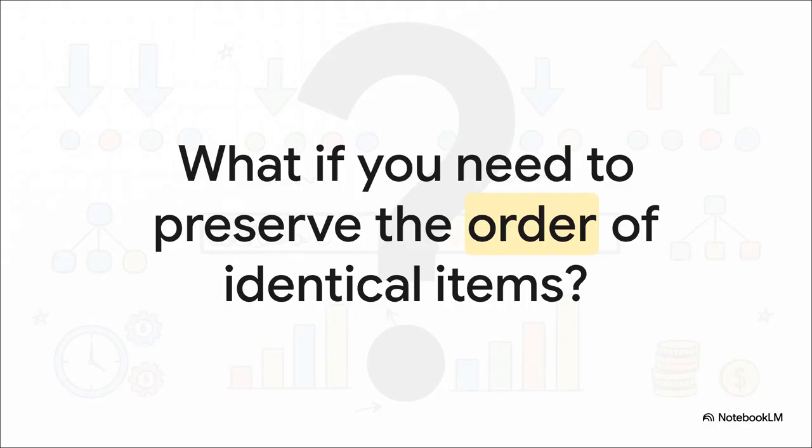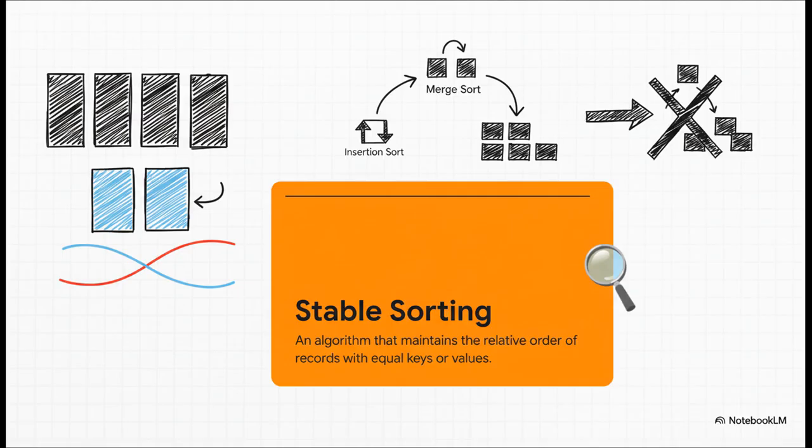All right, here's another classic constraint. Let's say you've got a big spreadsheet full of students and you've already sorted them alphabetically. Now, you decide you want to sort that same list by their final grade. But what happens if two students have the exact same grade? Do they stay in their original alphabetical order, or does the new sort just scramble them up randomly? This little property, it's called stability.